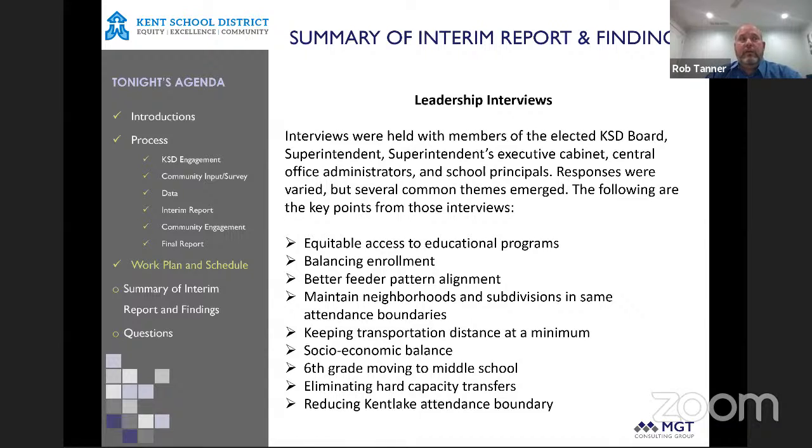I felt like we got good information, and though it was varied, these are some of the common themes that we got. I don't want to necessarily read them to you, but the bigger ones that I would point out would be the equitable access to educational programs, the better feeder pattern alignment, the sixth grade moving to middle school, and the reduction of the Kent Lake attendance boundary. Those all stuck in my mind as heavy hitters, as far as commonality.